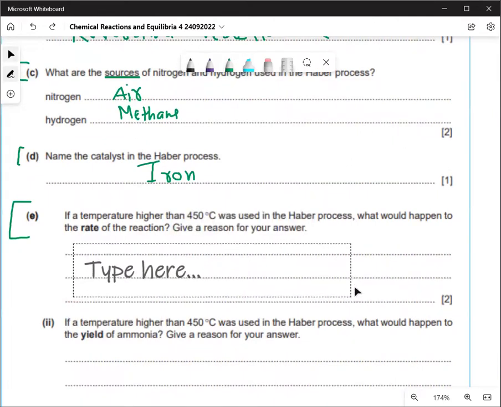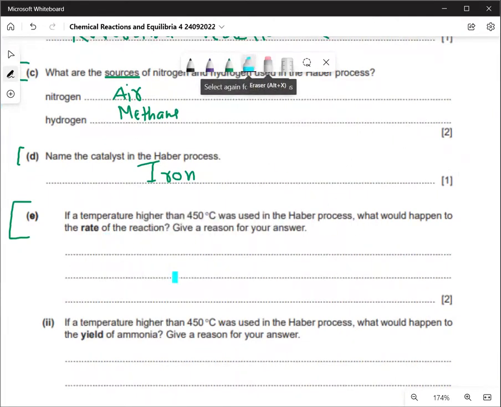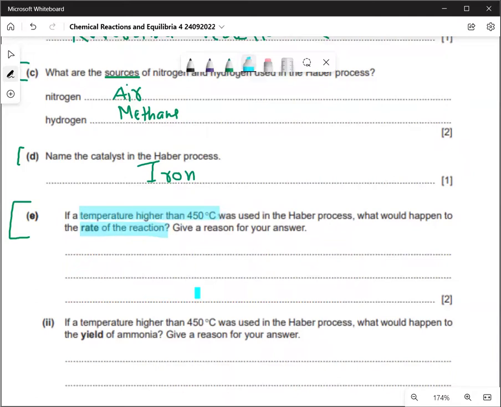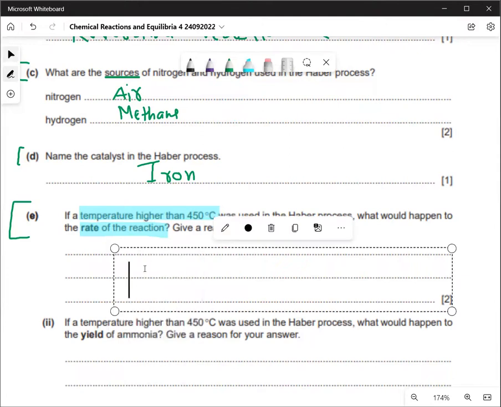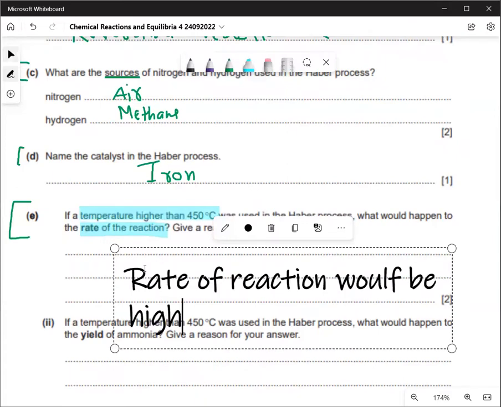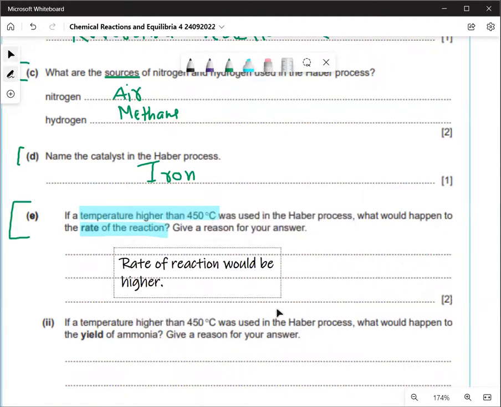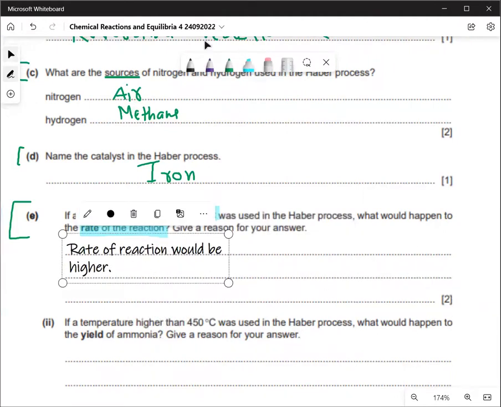Niranjana, any guesses? What are they asking us? What would happen to the rate of the reaction if a temperature higher than this was used? It would be higher. The rate of reaction would be higher. Would be higher, but why? I need a reason. There are 2 marks, you need 2 points here. So 1 point is done. What is the second thing?